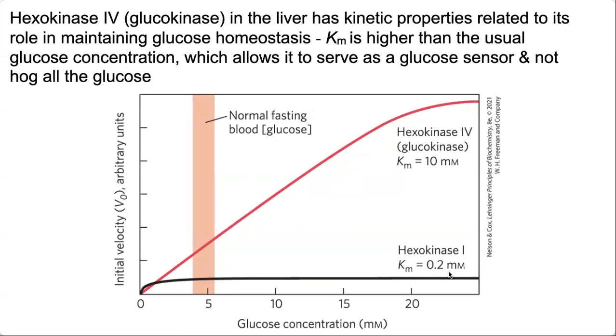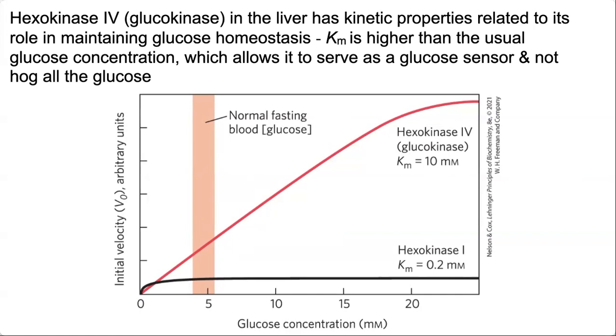Our hexokinase 1 has this much lower Km, which means at lower concentrations, it's going to be saturated. It's going to be fully active. However, with this hexokinase 4, remember that's also called glucokinase, it has a higher Km, so it has a lower affinity basically. And so at the same concentration of glucose, it would be phosphorylating a lot less of it. This is going to make it so that it's not going to hog all of the glucose, it's going to let some out.